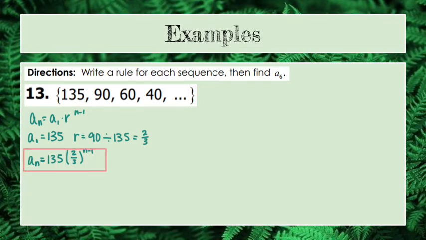So to find A6, we just plug 6 in for n. 135 times 2/3 to the 6 minus 1 power. And 2/3 to the 5th power is equal to 32 over 243. And when we multiply that by 135, we are going to get 160 over 9, or 17.7 repeating.